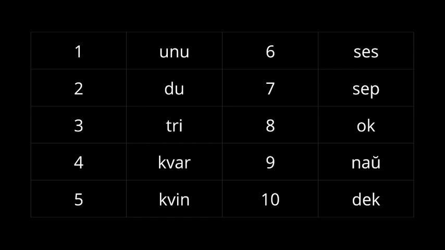Here's the basic 10 numbers to remind you of them. Unu, du, tri, kvar, kvin, ses, sep, ok, naŭ, dek. And then there's 100, 1,000, and 1,000,000. Cent, mil, and unu miliono. A million has an O at the end of it because it's treated like a noun. Unfortunately, that means it inflects.